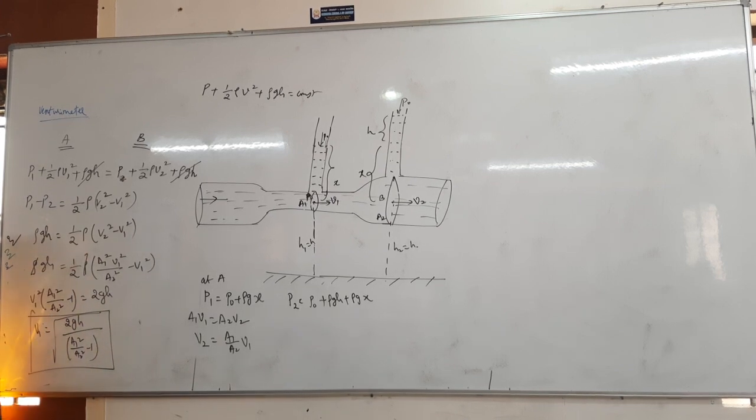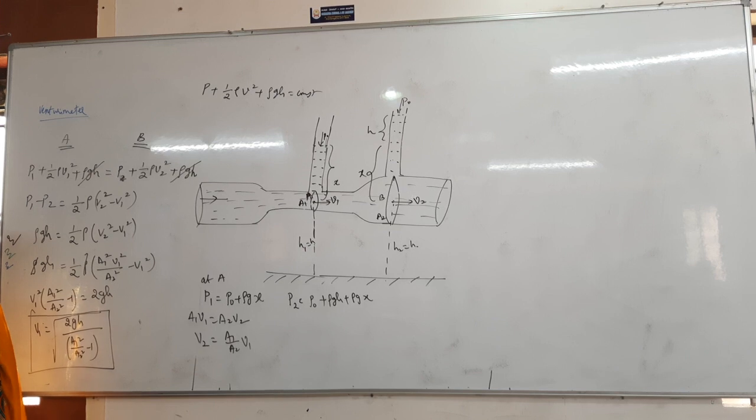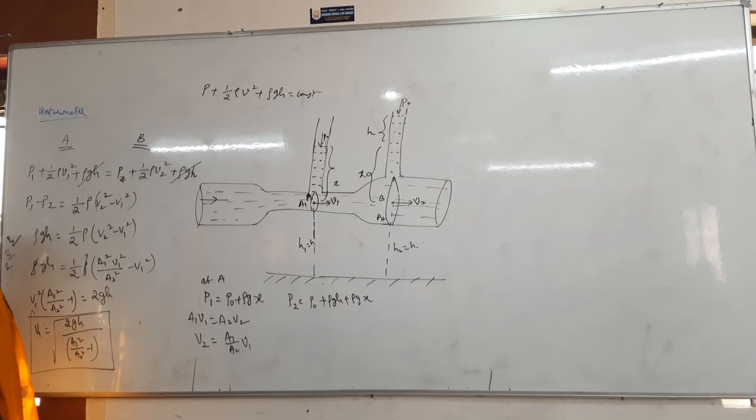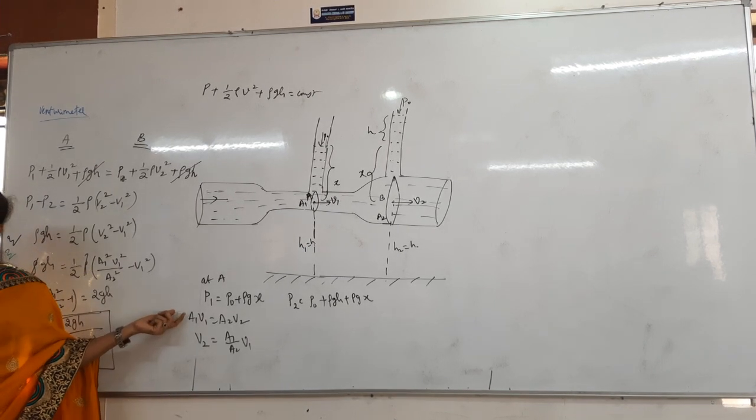Till here we got this, and after that we have to apply the equation of continuity. To find the v1, you have to substitute the v2 value. If I want to find the v2 value, I have to substitute the v1 value. How to get that velocity? You have to apply the equation of continuity. So here, equation of continuity you have to apply.